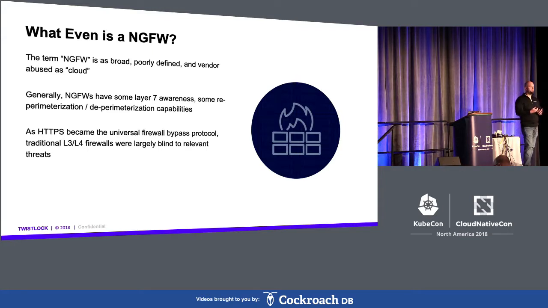So not just simply looking at the destination, port, and protocol, but actually looking at the content of the traffic that's passing through as well. It's similar to what you're familiar with already probably as a WAF, although typically the layer 7 capabilities in a next-gen firewall are broader than just simply HTTP.